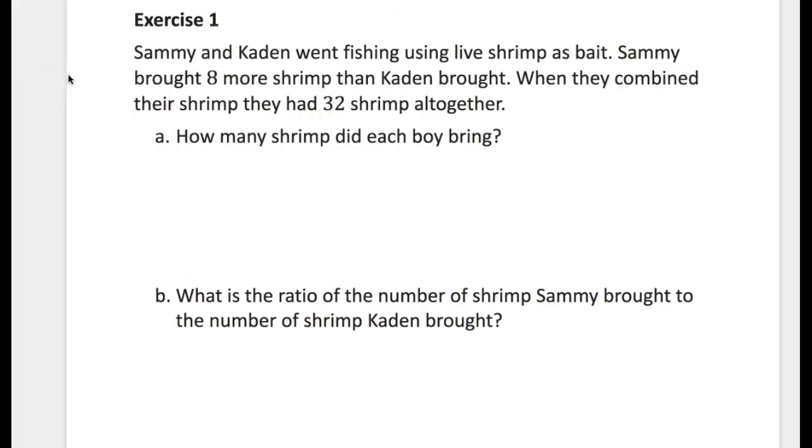Now, exercise 1, moving on, reads, Sammy and Caden went fishing using live shrimp as bait. I've never thought about doing that when I went fishing. Sammy brought 8 more shrimp than Caden brought. When they combined their shrimp, they had 32 shrimp altogether.